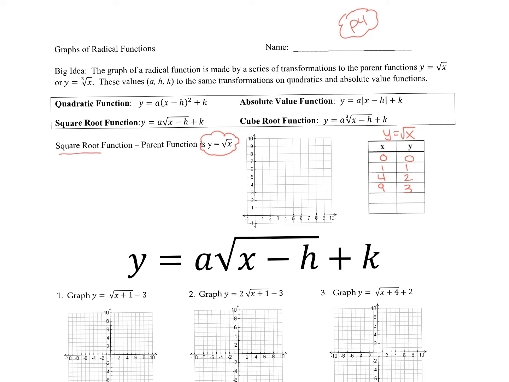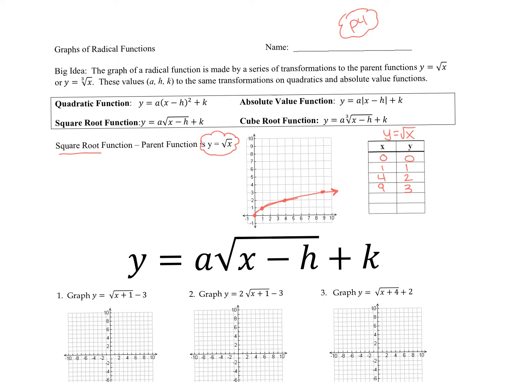So first of all, I'm going to plot my 0, 0, and then my 1, 1, and over 4 up 2, and then over 9 up 3. And my graph doesn't continue on that far, but I could go over 16 and up 4. This is my graph of the square root function. That's my parent graph that's not been shifted or reflected or multiplied by a value in a that changes its basic shape. So we can do all those things.